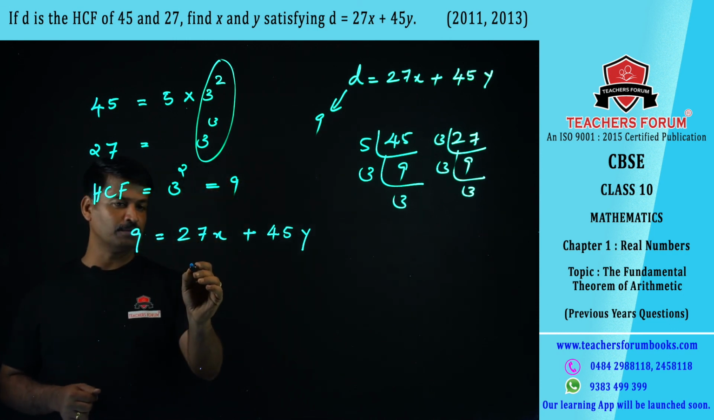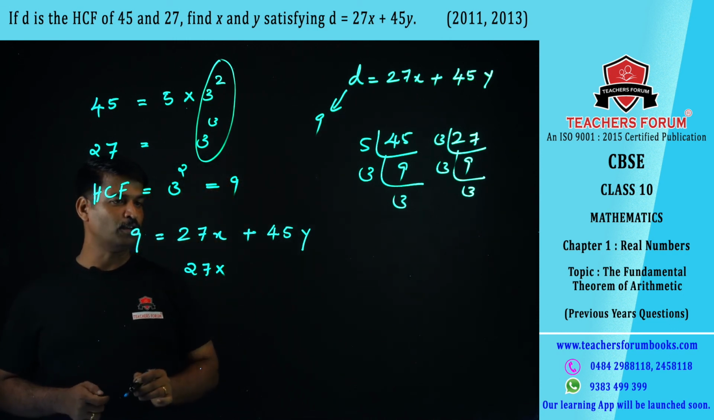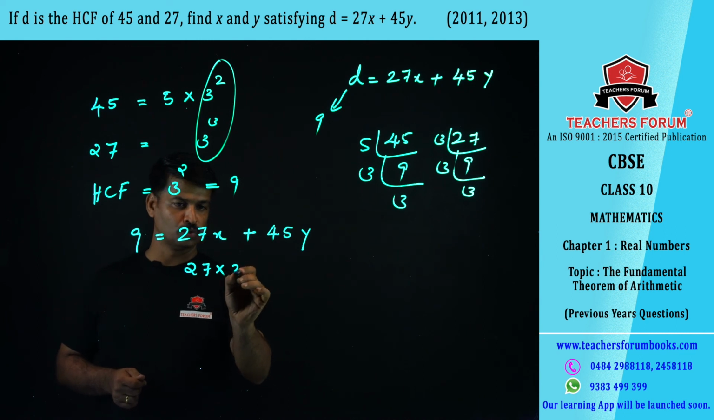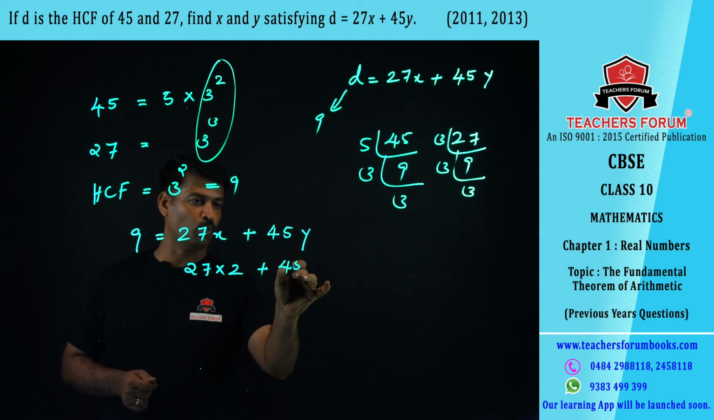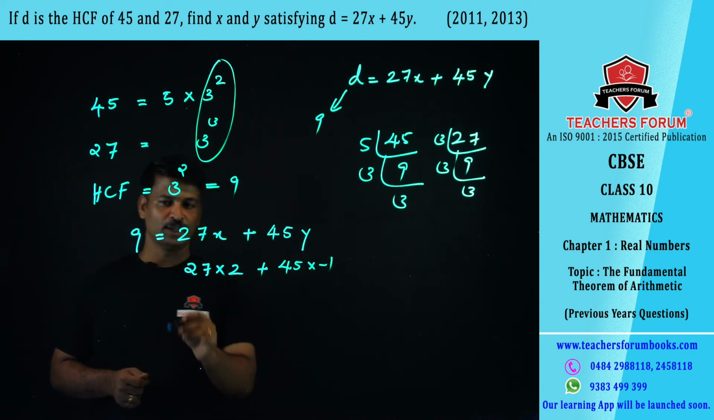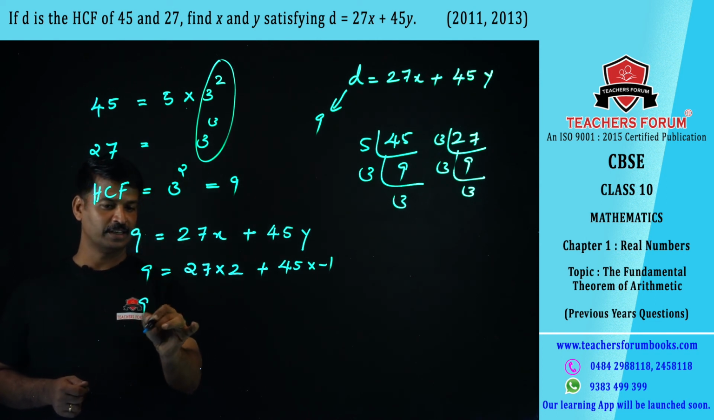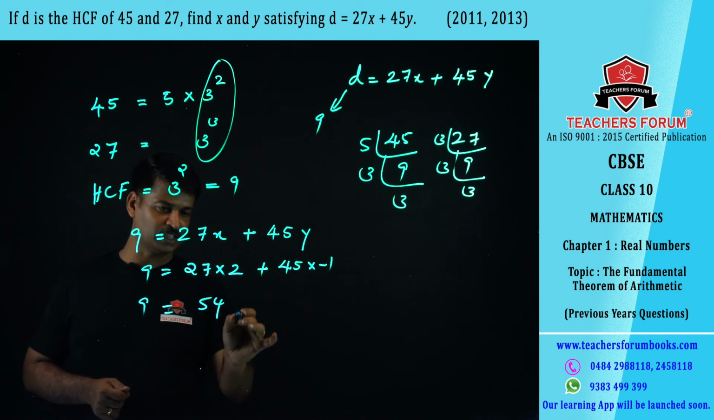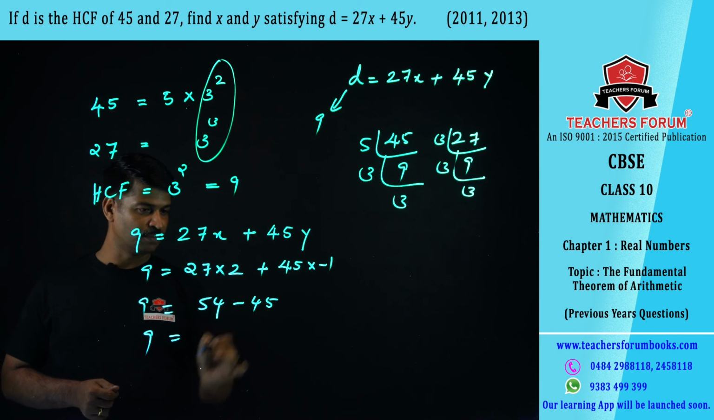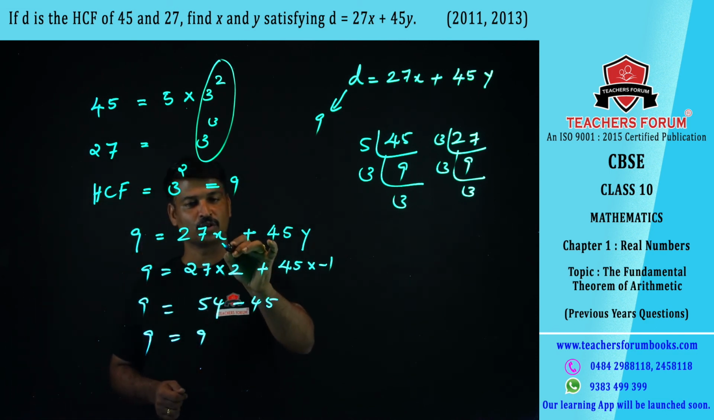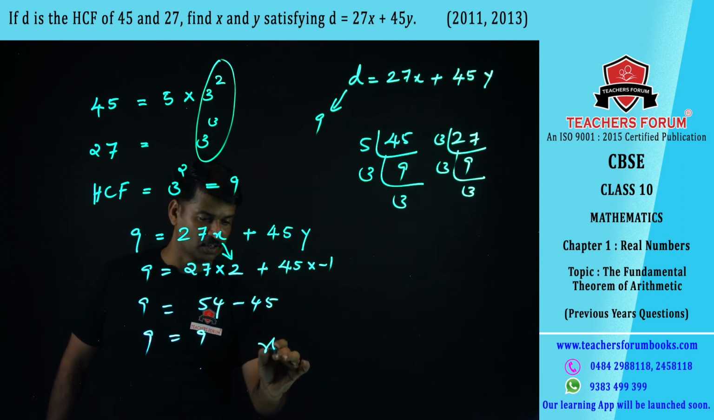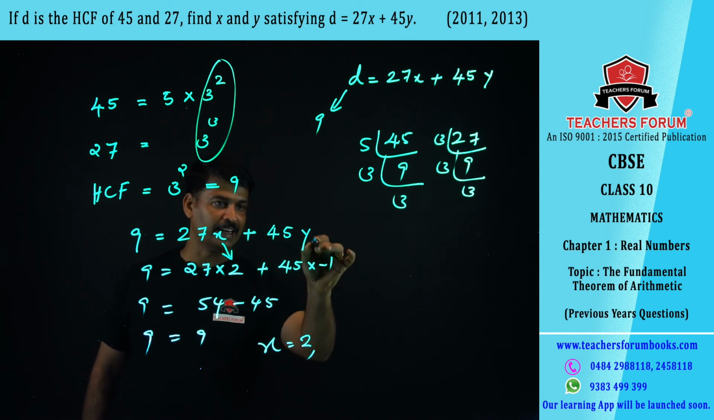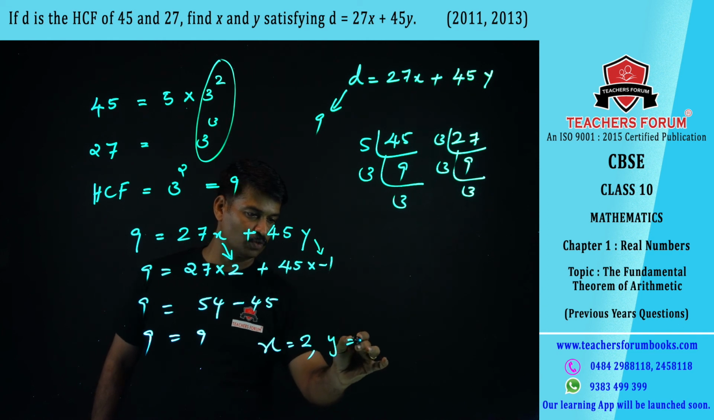Here, if you give the value of x as 2 and the value of y as minus 1, you will be getting 9. You see, 9 is equal to 27 into 2, 54, and 45 into minus 1, that is minus 45. That is 9 is equal to 54 minus 45, that is 9. So what is the value of x? Here the value of x is equal to 2 and the value of y is equal to minus 1.